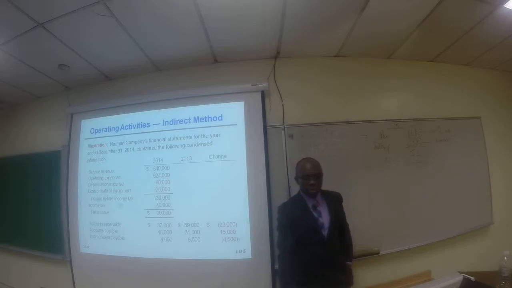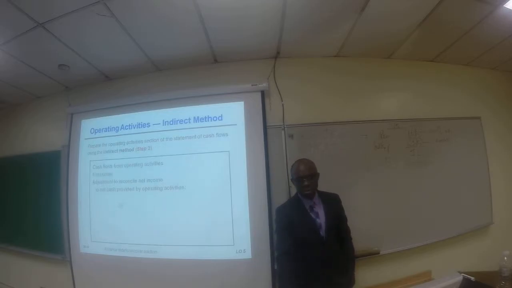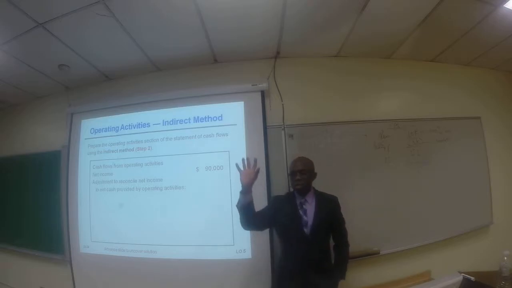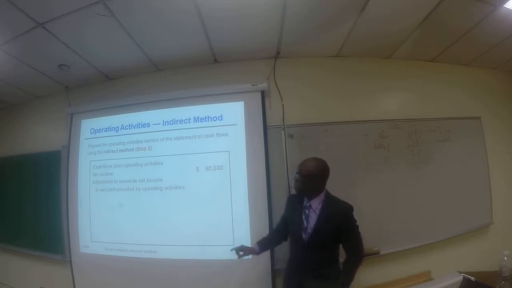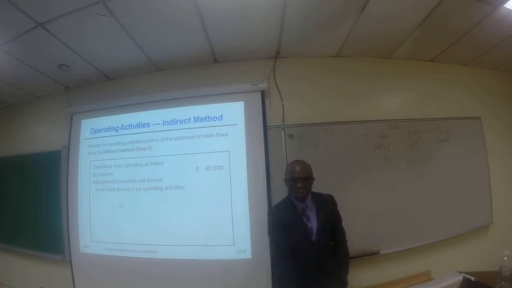Indirect method, another example. All right, indirect method. In terms of determining the cash flows from operating activities, we start from the bottom, net income. Here, the net income is 90,000. We have to make adjustments to reconcile net income to net cash provided by operating activities.